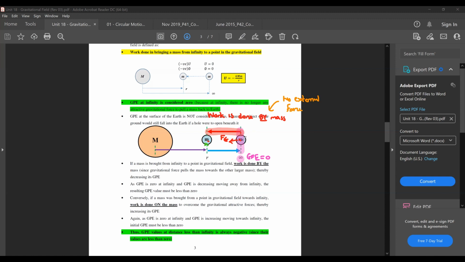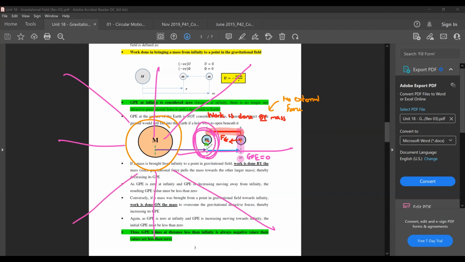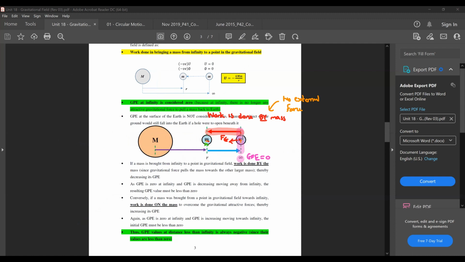Yeah, I forgot to mention. You bring a small mass from infinity to this point. The big mass here remains as it is. It doesn't do anything. This big mass is the one producing your gravitational field. But I'm interested in the gravitational potential energy at this point inside the gravitational field produced by the big mass. So right now I use a test mass. The test mass is my small mass m. So I'm trying to bring the test mass from infinity to a point inside the gravitational field.